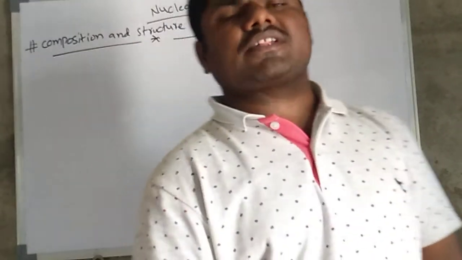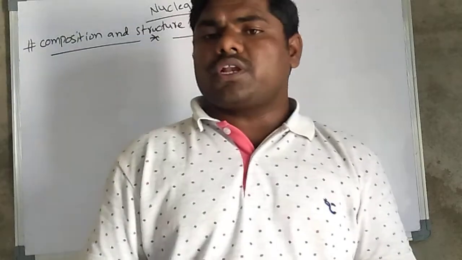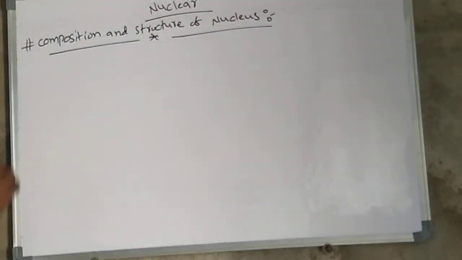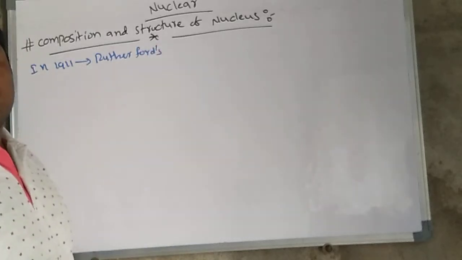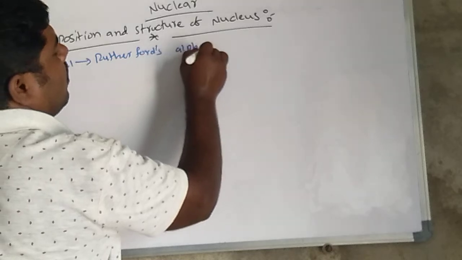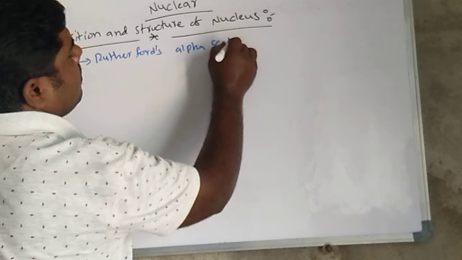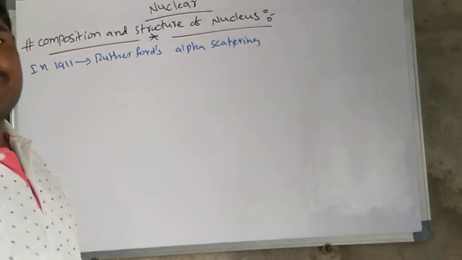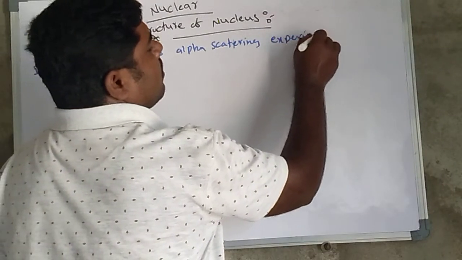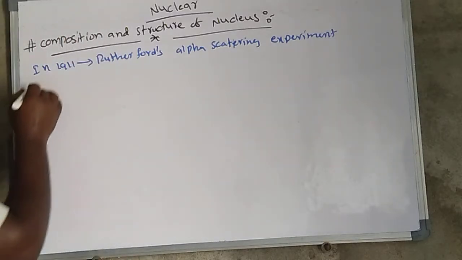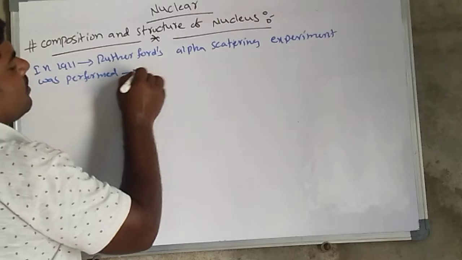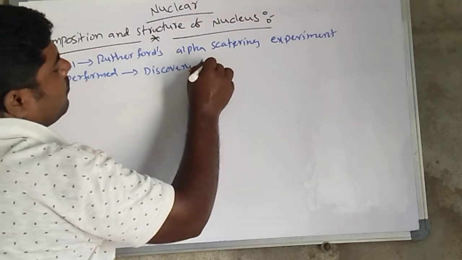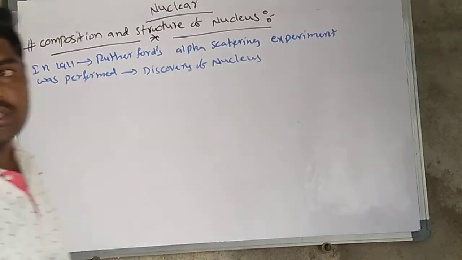In 1911, the Rutherford alpha scattering experiment was performed, the discovery of the nucleus.